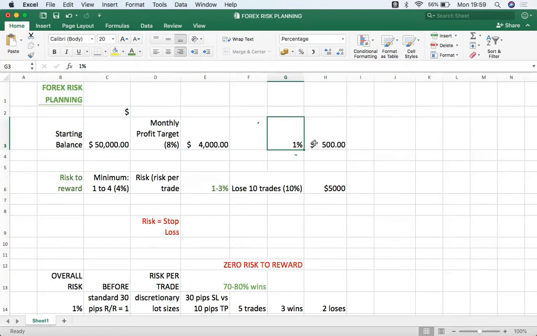Okay, that's common sense. Now, another common question is, what is a monthly target? How much can I make from my trading? And there are so many figures out there. Many are arbitrary, many are just very discretionary. You decide what you want as a trader.